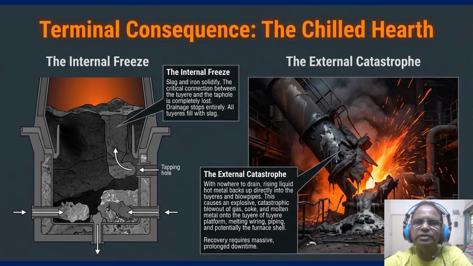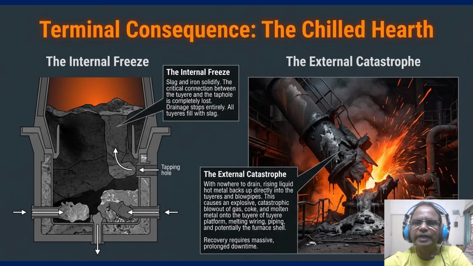On the left, you see the internal freeze: slag and iron solidify, and the critical connection between the tuyere and taphole is lost. Drainage stops entirely and all tuyeres fill with slag. But look at the external catastrophe. This is a real world blowout. With nowhere to drain, rising liquid hot metal backs up directly into the tuyere and blowpipe. This causes an explosive, catastrophic blowout of gas, coke and molten metal onto the tuyere platform, melting wiring, piping and potentially the furnace shell itself.